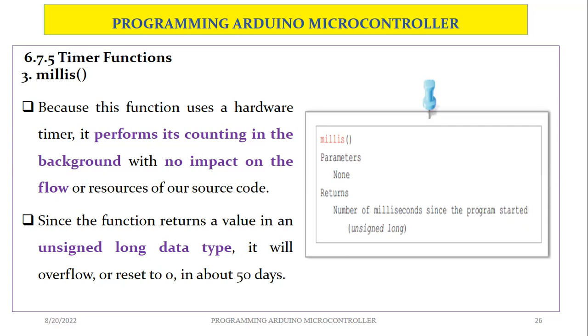So the syntax of using the millis function is specified here. For the parameters, we don't specify any parameters inside the function. But what it returns when the function is executed is the time duration over which the microcontroller has been running in milliseconds.